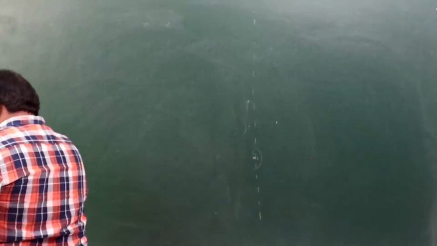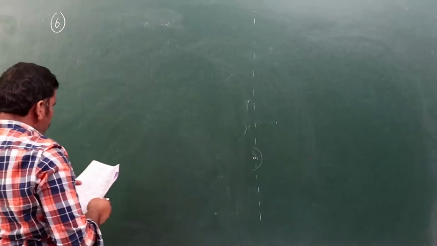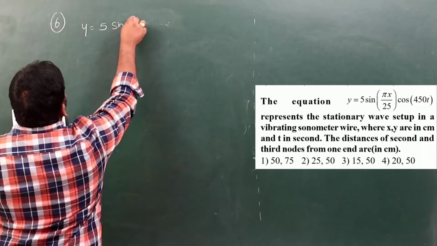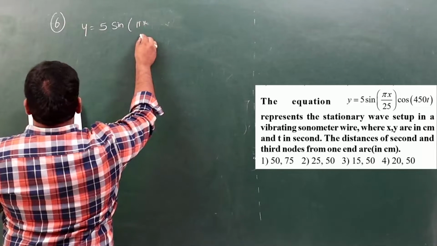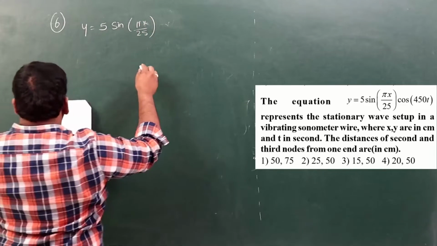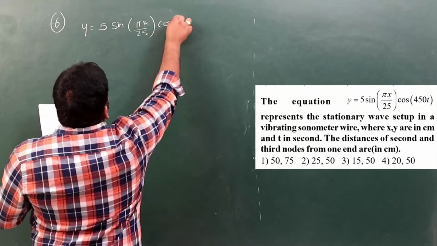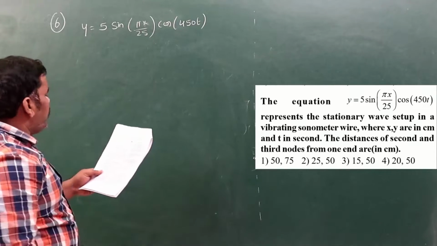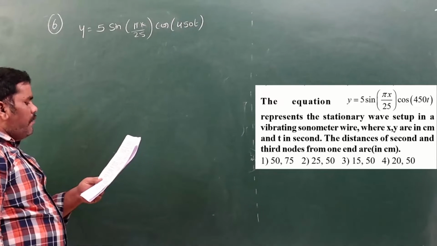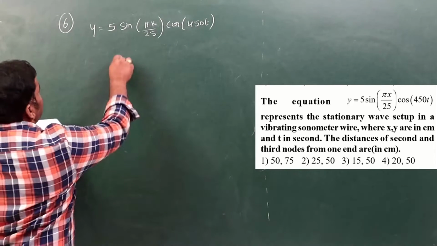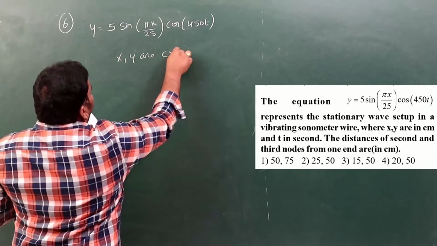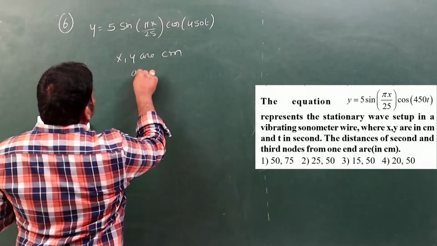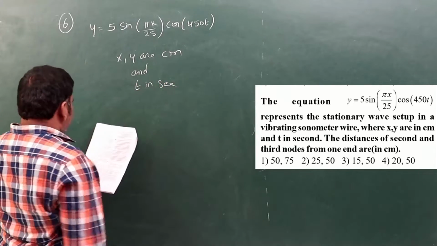Next question number 6. The equation y is equal to 5 sin(pi x by 25) cos(450t) represents the stationary wave set up in a vibrating sonometer, where x and y are in centimeters and t is in seconds.